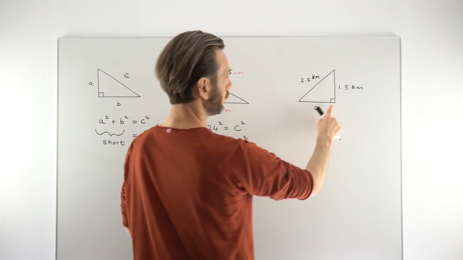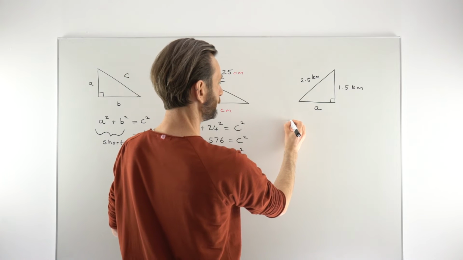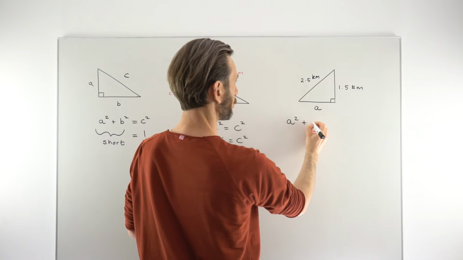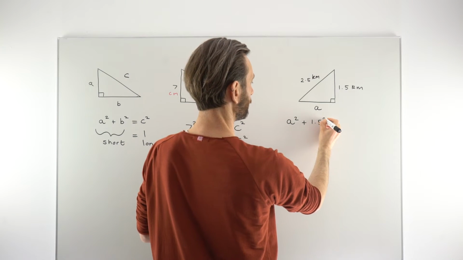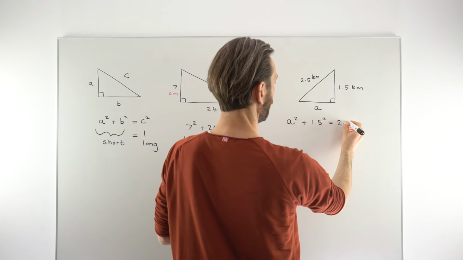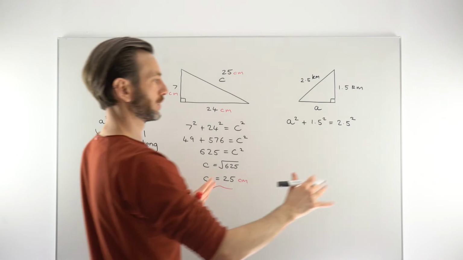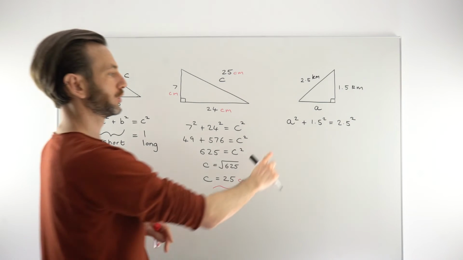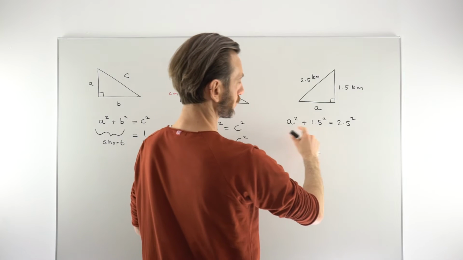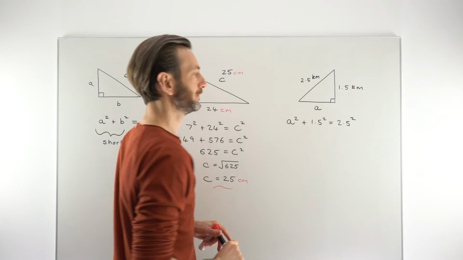So these are the two short sides. So A squared plus the other short side, which is 1.5 squared, equals the long side squared. That never changes. You're always setting up like that. The two short sides, squared and added together, equal the long side squared.